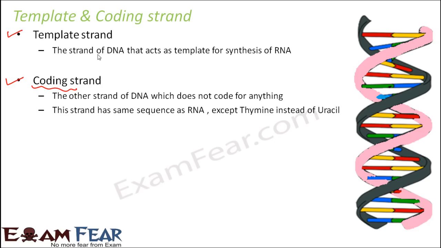This strand has the same sequence as RNA except thymine replaced with uracil. That's because thymine is the nitrogenous base which is present only in DNA and not in RNA. Similarly, uracil is the one which is present only in RNA and not in DNA. So wherever you have a thymine, that gets replaced with uracil. And it is observed that the RNA which is being created has exactly the same sequence as that of the coding strand. Why is that?